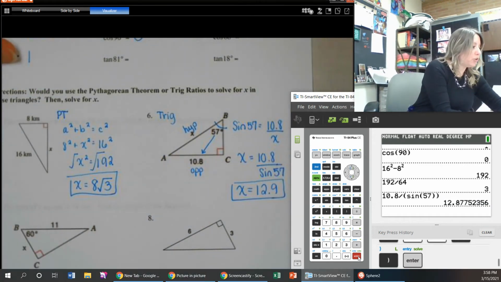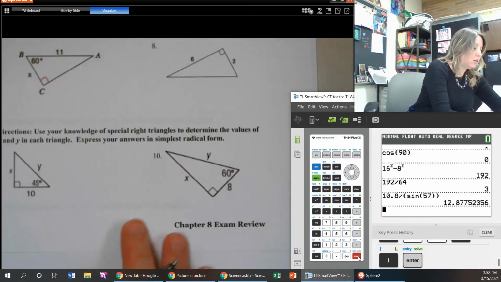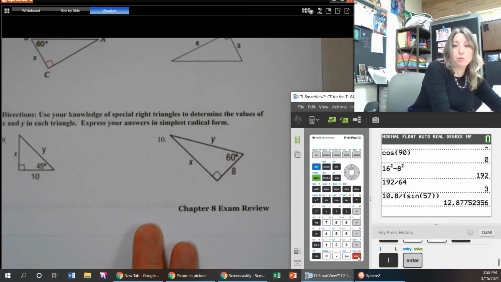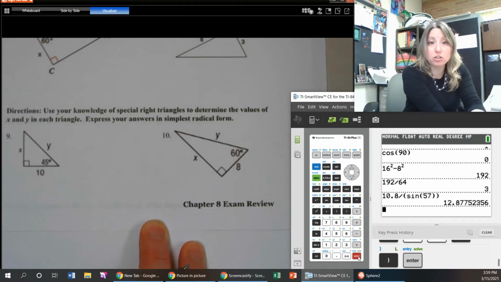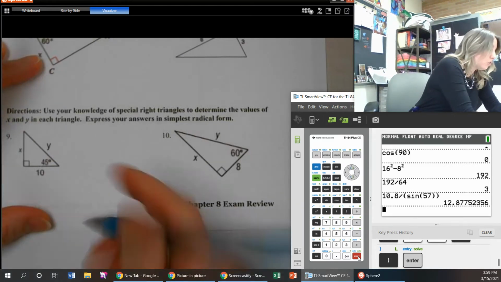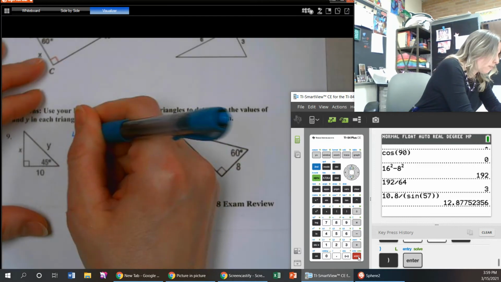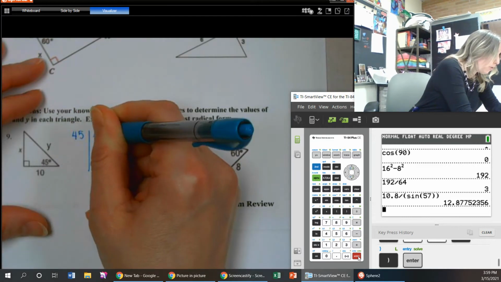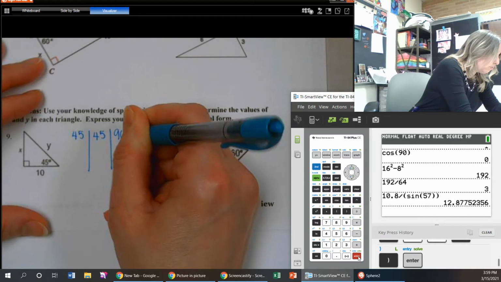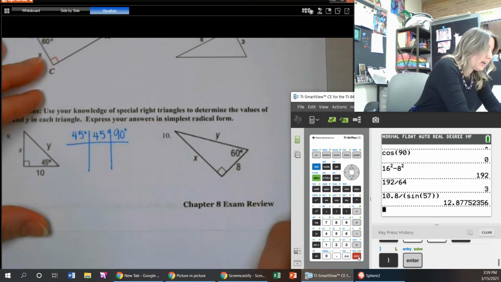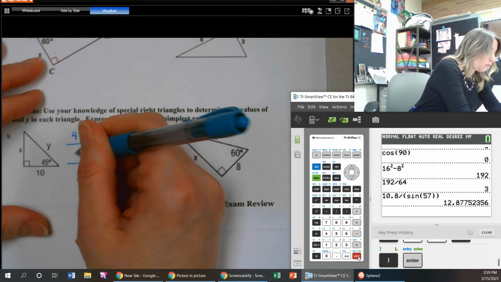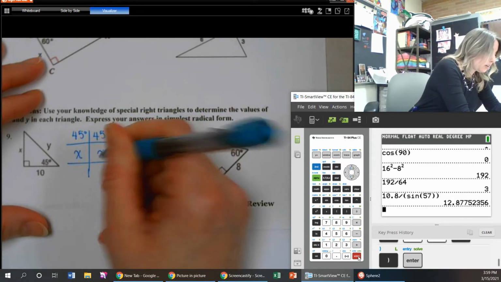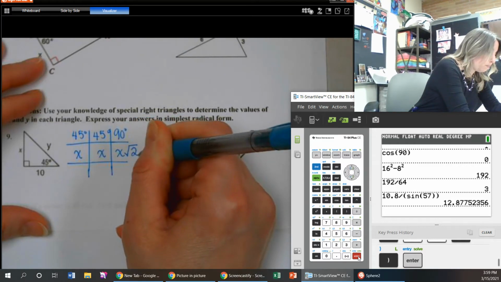We, of course, also had these special right triangles that we used those tables to help us figure out the appropriate values expressed in simplest radical form, right, for each of these triangles. So the idea is if you have a 45, 45, 90 right triangle, the legs in proportion to the hypotenuse are 1, 1, radical 2, which you can represent as x, x, and x radical 2.